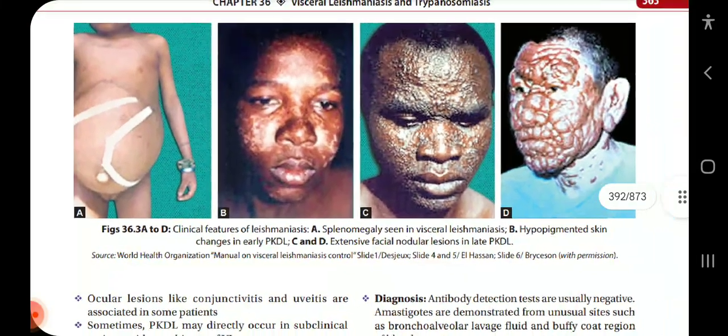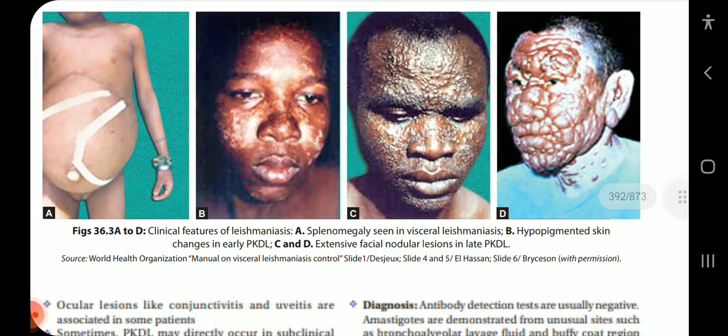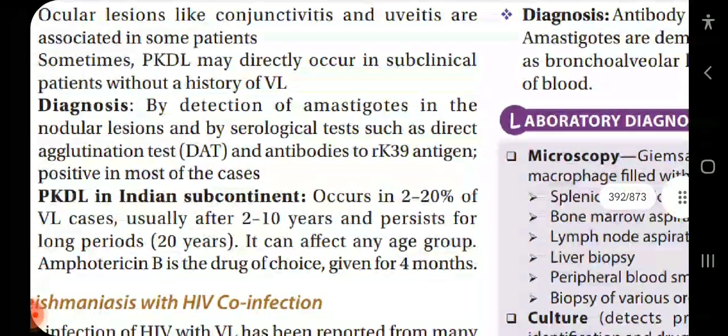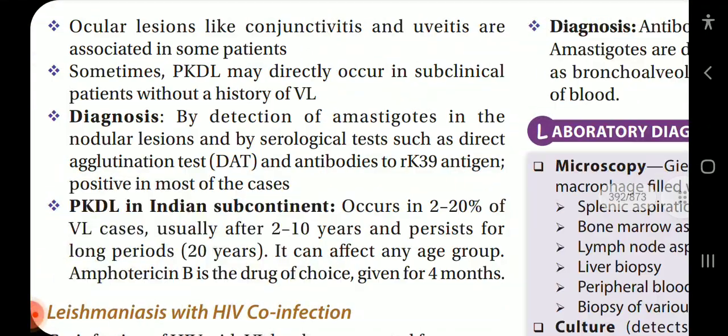In these figures, we can see the clinical features of leishmaniasis. Figure A shows splenomegaly seen in visceral leishmaniasis. Figure B shows hypopigmented skin changes in early PKDL. C and D show extensive facial nodular lesions in late PKDL. Now, ocular lesions like conjunctivitis and uveitis are associated in some patients. Sometimes PKDL may directly occur in subclinical patients without a history of VL.